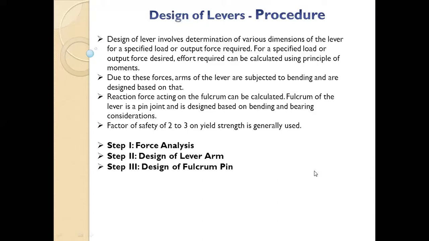So depending on what kind of rod you have, the cross section you have, you will do the design of the lever arm. M upon I is equal to sigma B upon Y. Sigma B is the allowable bending stress, which is sigma T, and Y, if it is a circle, is pi d by 2. Depending on the rectangular cross section, it is the distance of the extreme fiber from the neutral axis.